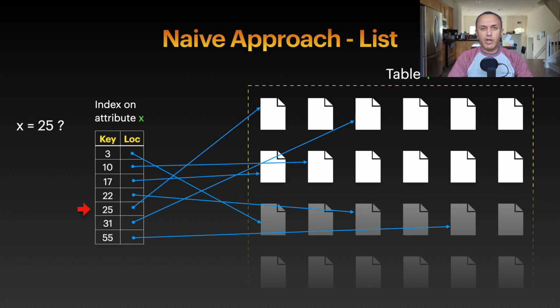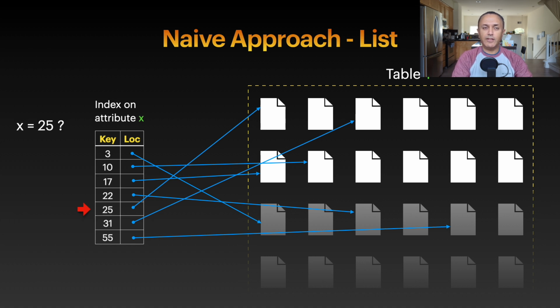However, the problem here is that we had to scan the index. We had to scan all the values in the index until we reached the 25. Remember, the index is also stored in pages. And if you have a huge table that you're building an index on, this means that the index is usually big too. Not as big as the table, but it's still big. So it has multiple pages, and we had to scan all these pages until we reach the value that we're looking for.